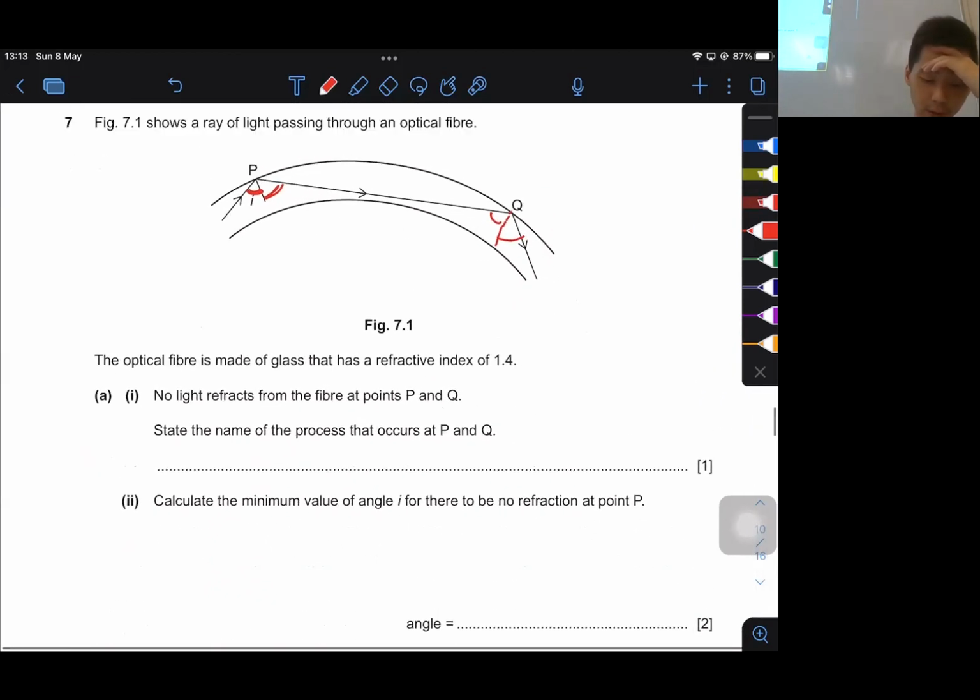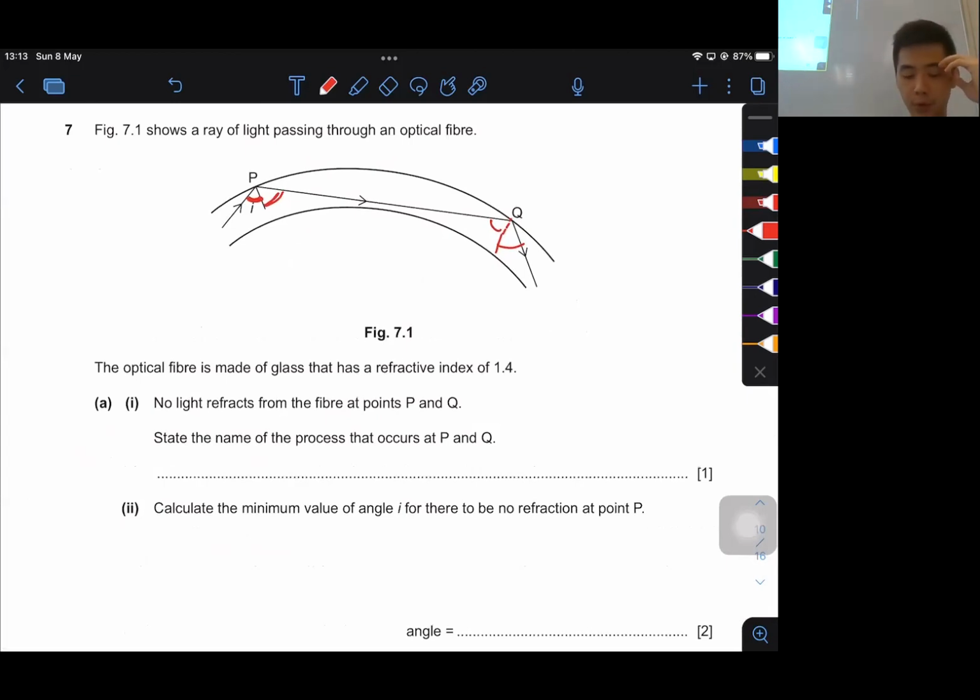Anyways, moving on to this one here. State the name of the process which occurs. Obviously, this is known as total internal reflection. If you just wrote reflection, it is absolutely wrong, guys. Optical fibers are not just reflection now, it is total internal reflection.